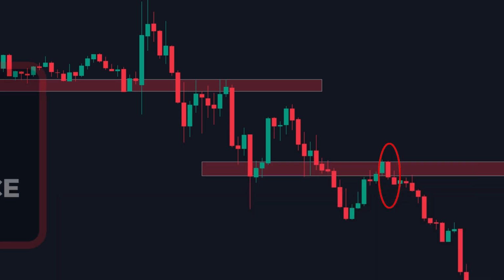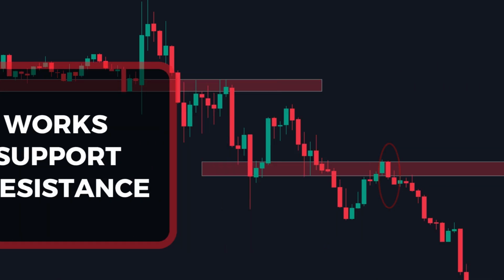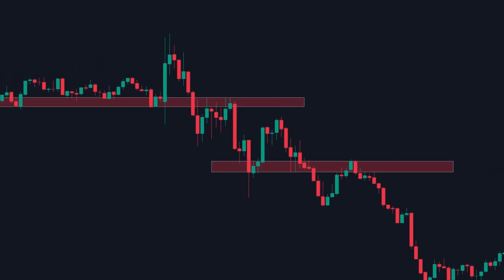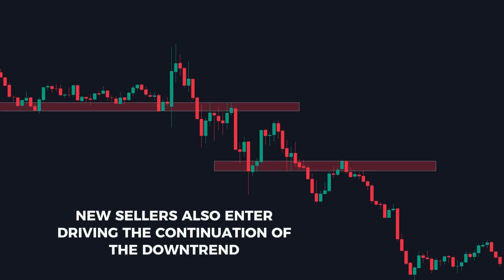This pattern works because old support becomes new resistance. Traders who bought here earlier get trapped when price breaks lower. When price returns to the zone, they exit in panic, adding to the selling pressure. New sellers also enter, driving the continuation of the downtrend.